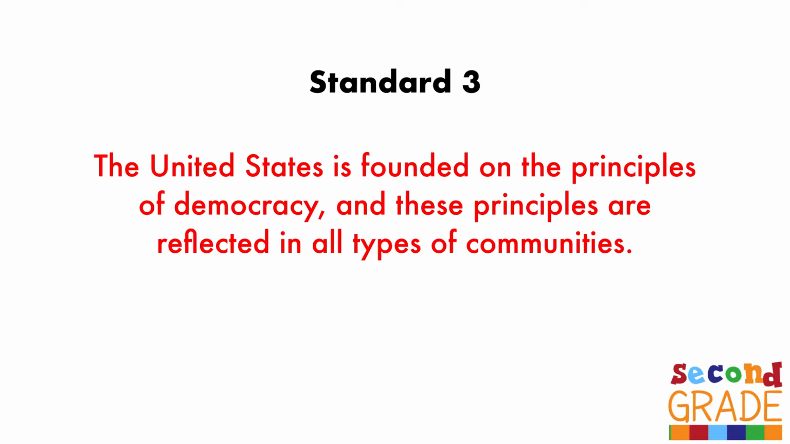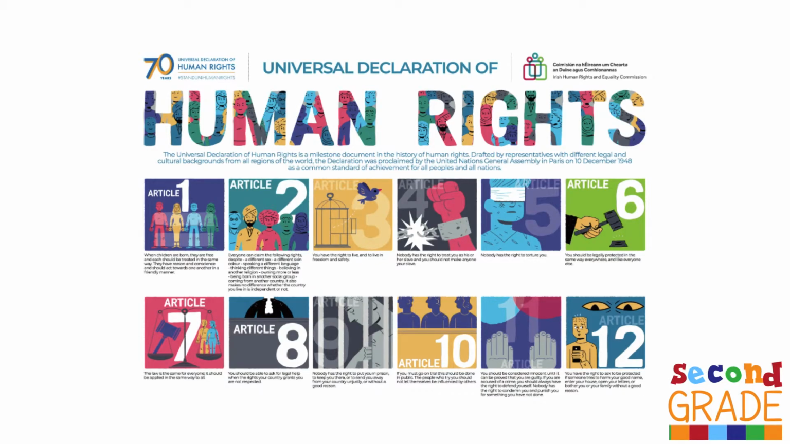Standard 3. The United States is founded on the principles of democracy, and these principles are reflected in all types of communities. An example question that we might ask our students is, why are the principles of democracy important to the U.S.? And topics of study could be the principles of democracy, which might be dignity for all, equality, fairness, and respect for rules and authority. The role the democratic principles play in our lives, how the government keeps people safe, the process of voting and how voting fits into democracy, and the symbols of American democracy like the eagle, the flag, the Statue of Liberty, or the White House.